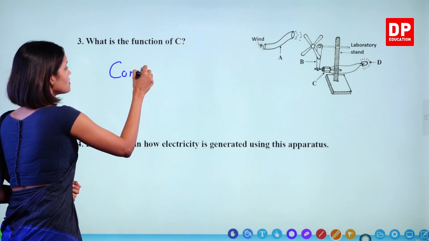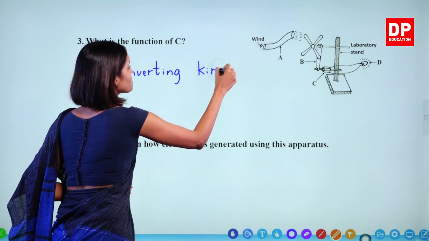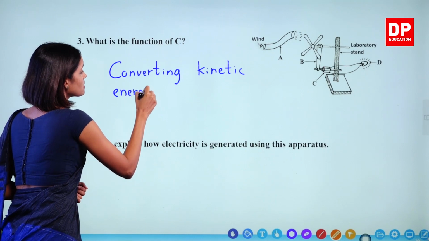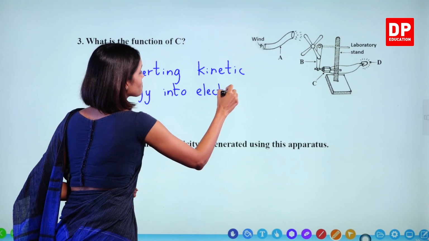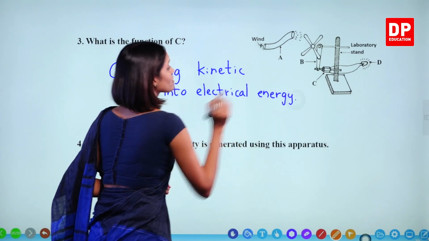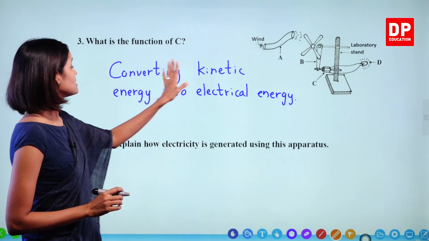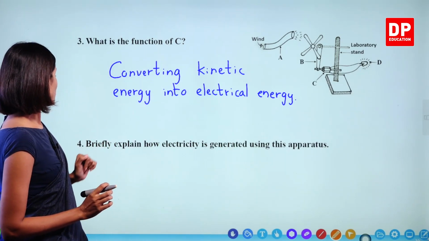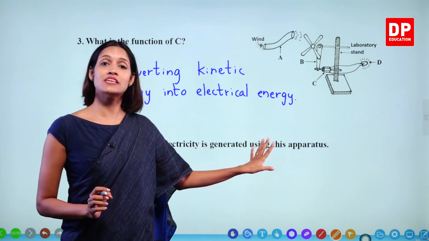Converting kinetic energy into electrical energy. Okay. So what is the function of C? Converting kinetic energy into electrical energy. Right, children? Number 4. Briefly explain how electricity is generated using this apparatus.